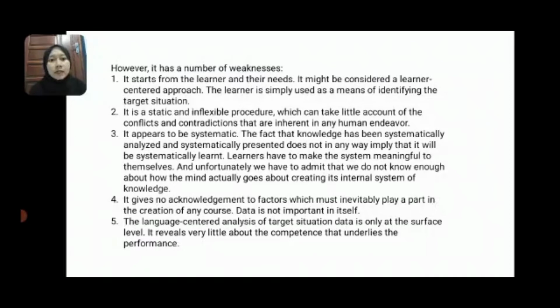Number three, it appears to be systematic. The fact that knowledge has been systematically analyzed and systematically presented does not in any way imply that it will be systematically learned. Learners have to make the system meaningful to themselves, and unfortunately, we have to admit that we do not know enough about how the mind actually goes about creating its internal system of knowledge.